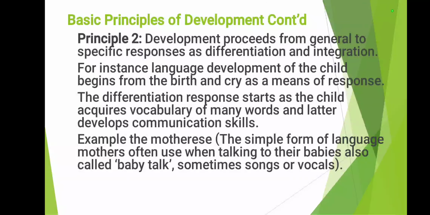Principle number 2. Development proceeds from general to specific response as differentiation and integration. It proceeds from what? General to specific response. Let's begin from when a child is conceived. When a child is conceived, the fetus is just there. There is a fusion between the spermatozoa and then the ova, an ova released from the ovaries of the woman.